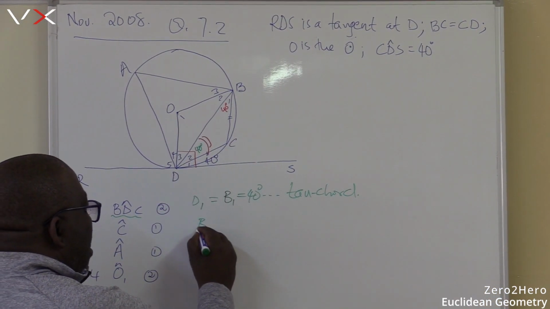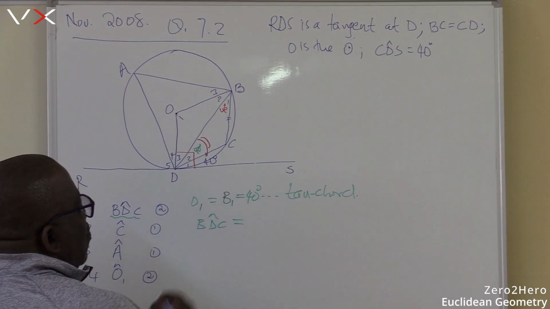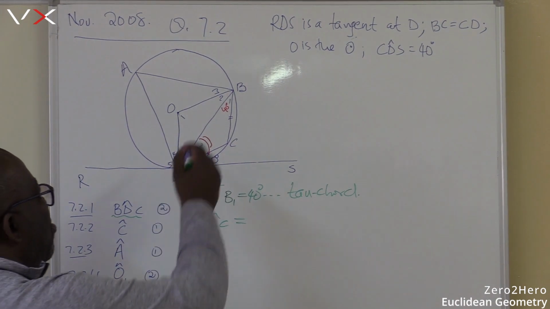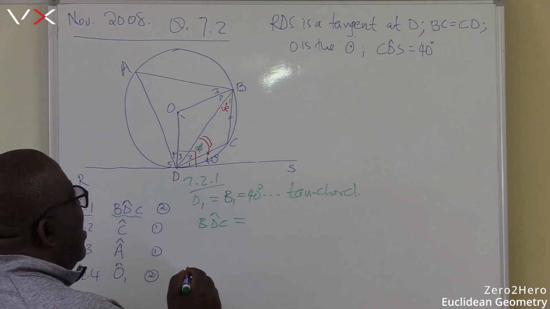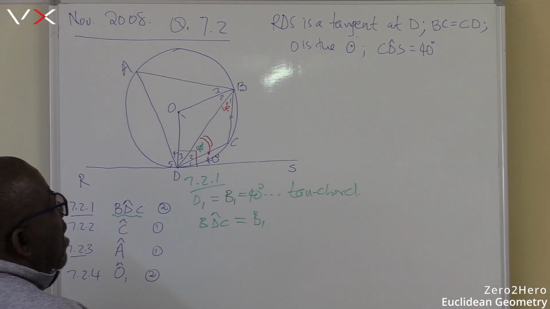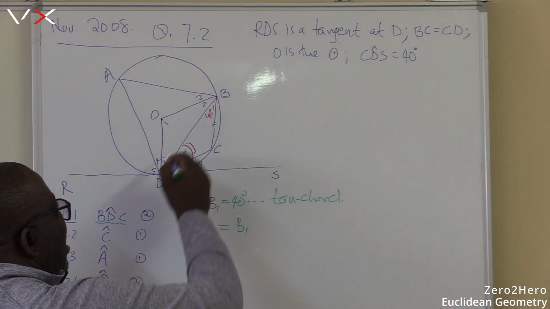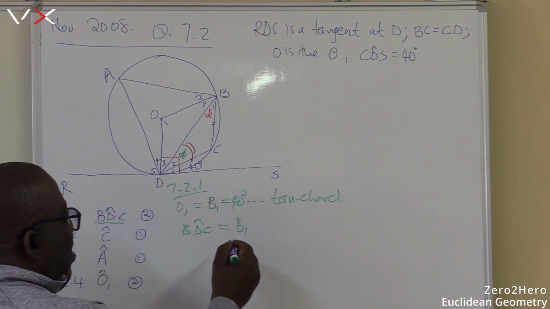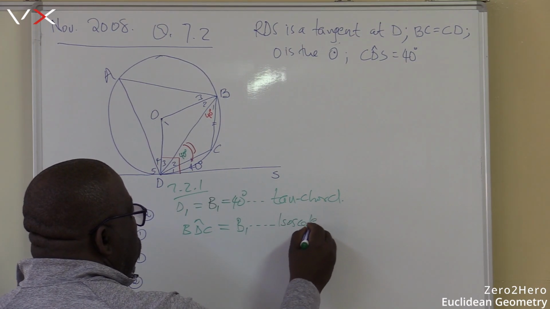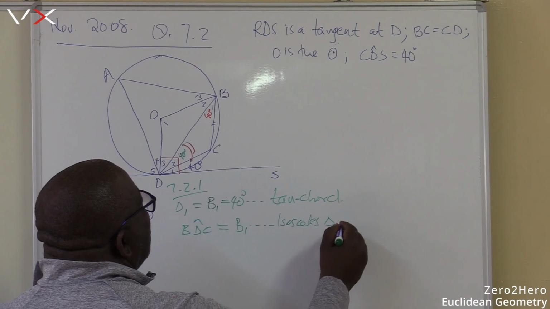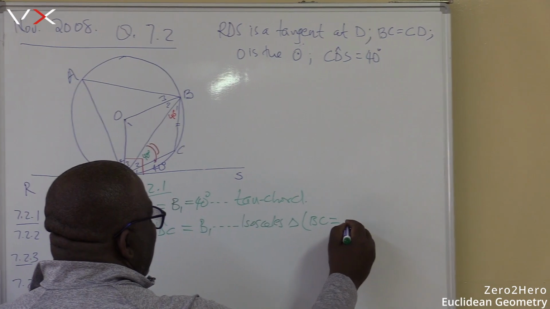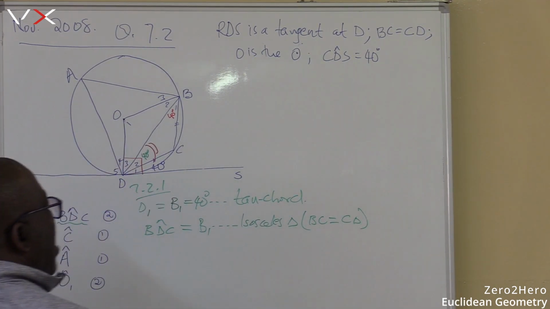You say angle BDC is the same as what? Remember, I'm doing 7.2.1. BDC is the same as angle B1. Why are these two the same? Why is BDC the same as B1? Because we've got an isosceles triangle. We're given that BC is equal to CD. We've got an isosceles triangle.